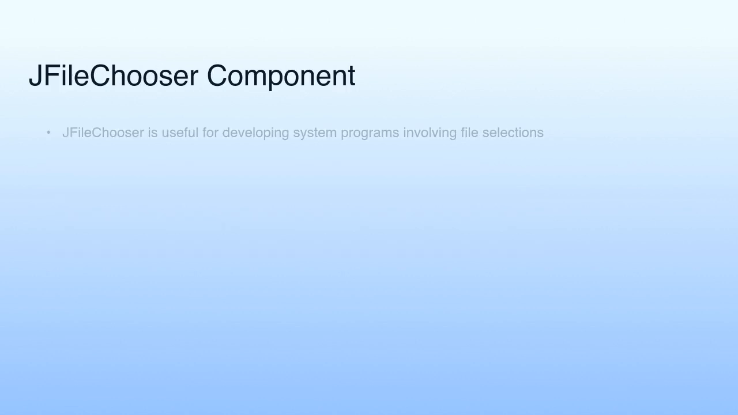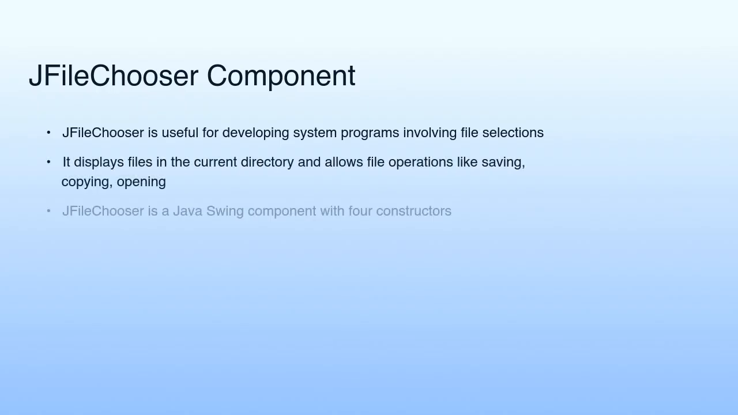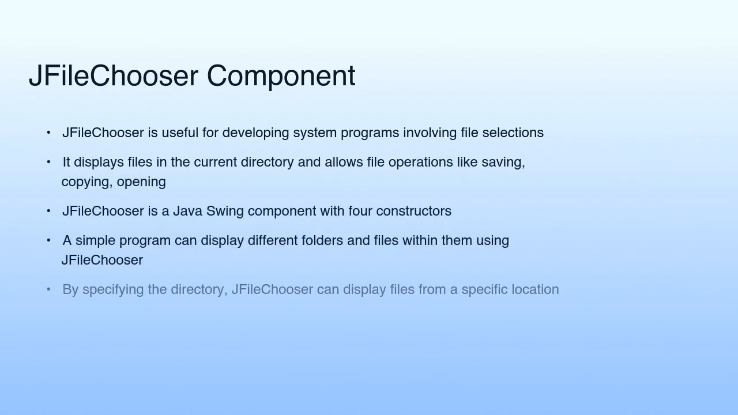The JFileChooser component is useful for developing system programs involving file selections. It displays files in the current directory and allows file operations like saving, copying, and opening. JFileChooser is a Java Swing component with 4 constructors. A simple program can display different folders and files within them using JFileChooser. By specifying the directory, JFileChooser can display files from a specific location.